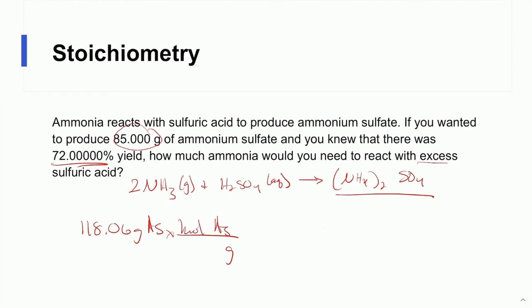1 mole of ammonium sulfate times, and then you're going to use a mole to mole ratio between moles of ammonia and moles of ammonium sulfate. Okay, and this is just a 1 to 2 ratio, so a 1 to 2 mole ratio.